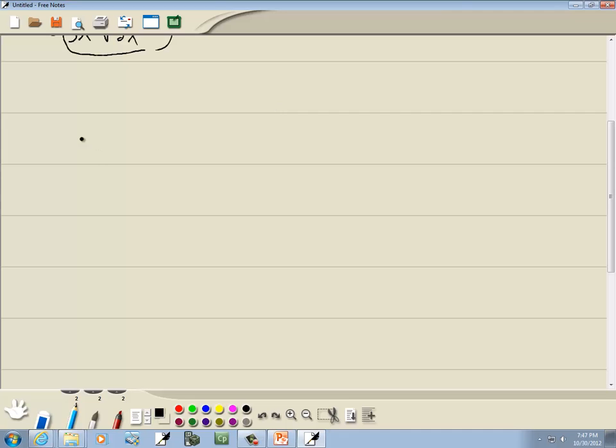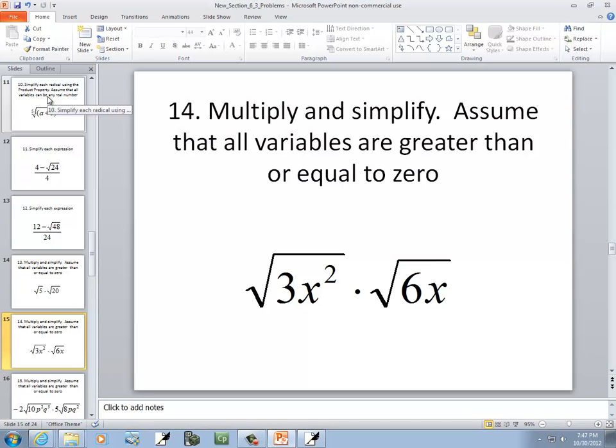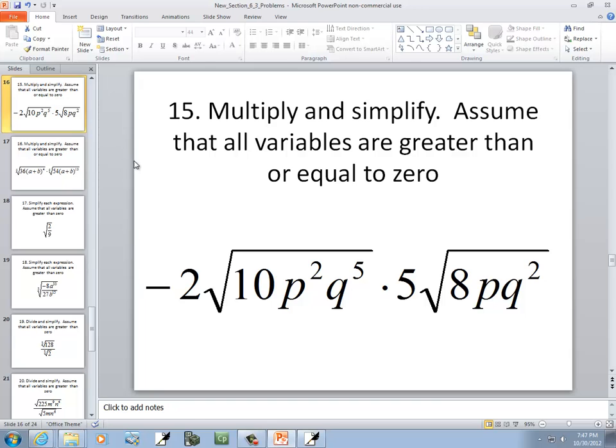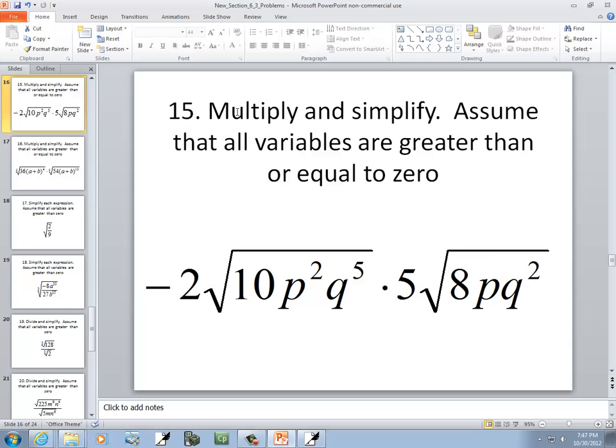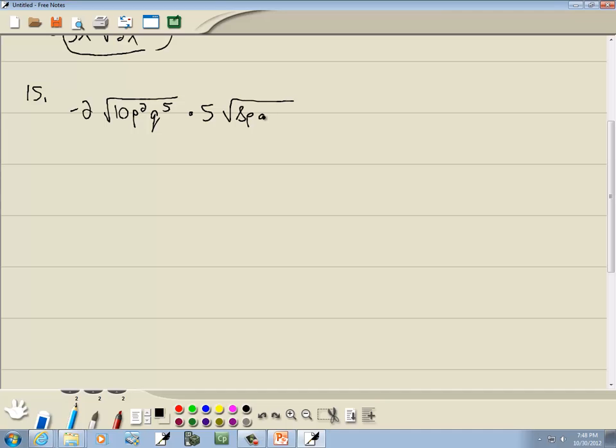Let's scroll down here. Now here we got -2 square root of 10 p squared q to the 5th times 5 square root of 8 p q squared. Okay. Now if you're multiplying radicals together, you multiply what's underneath them, assuming the indexes are the same. If you have numbers out in front, you multiply those numbers together. So -2 times 5 gives us -10.